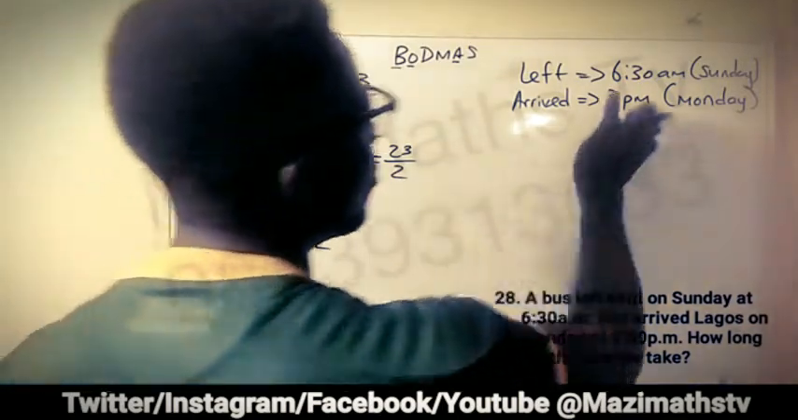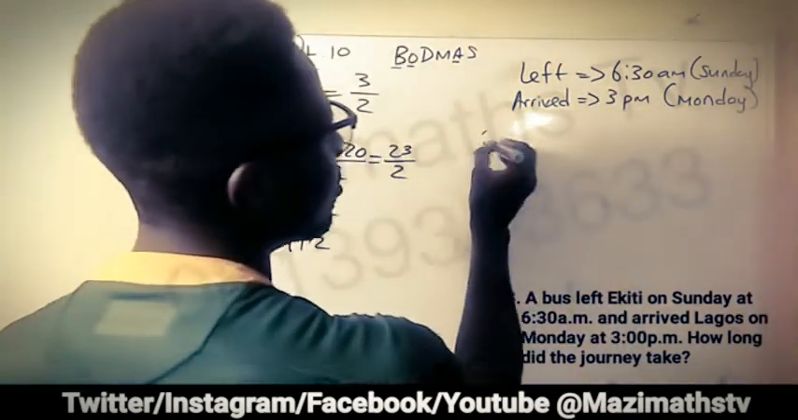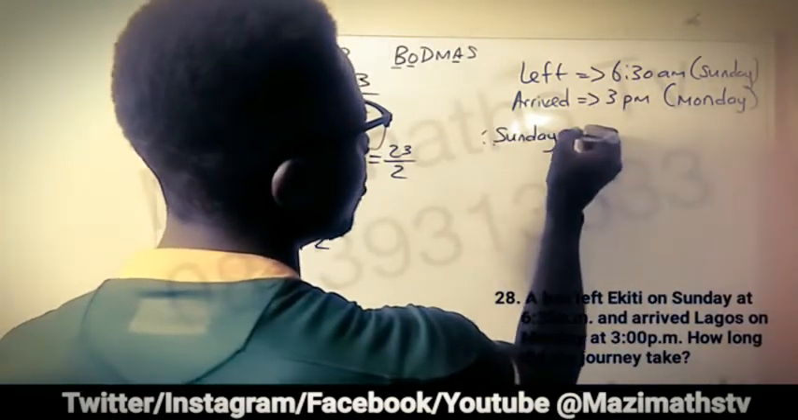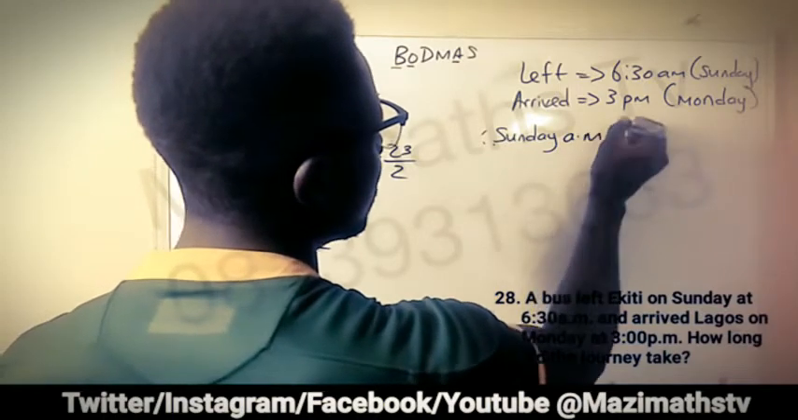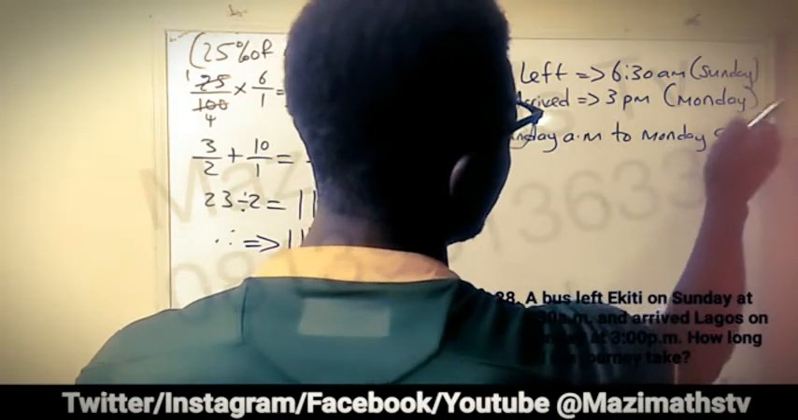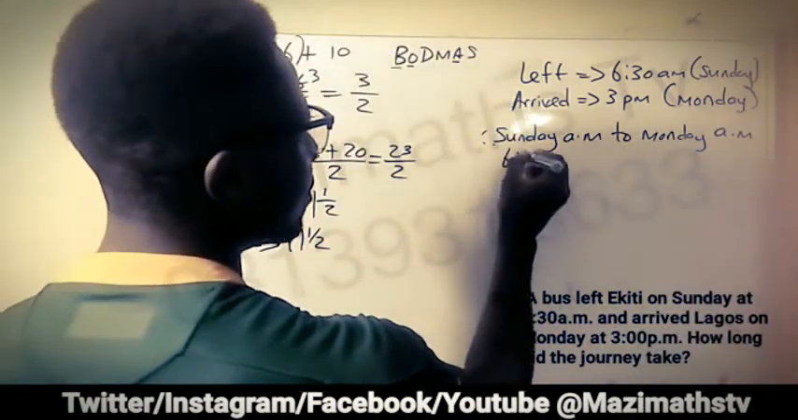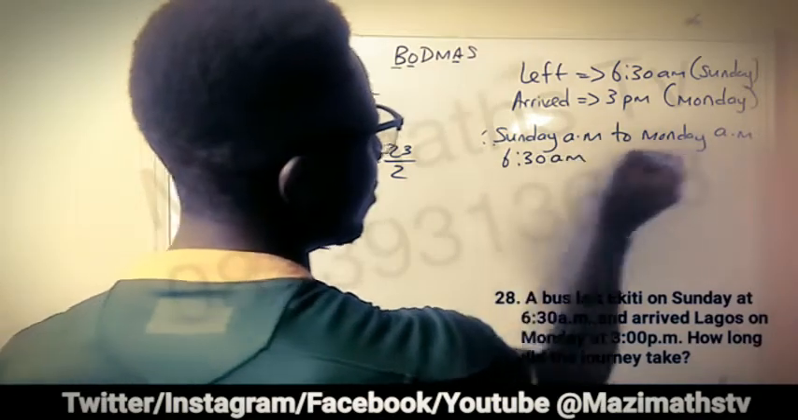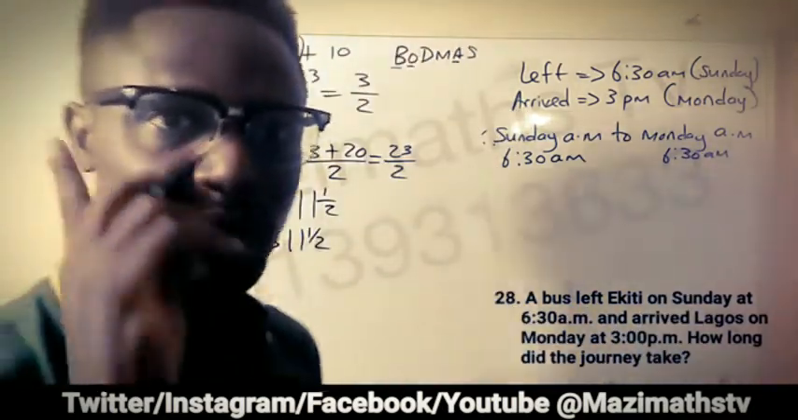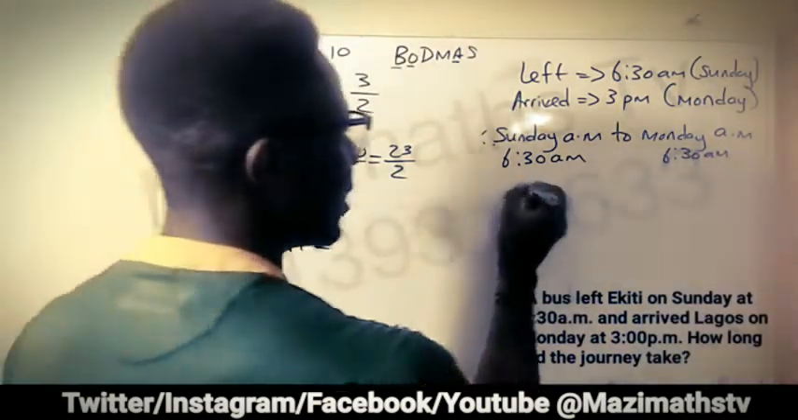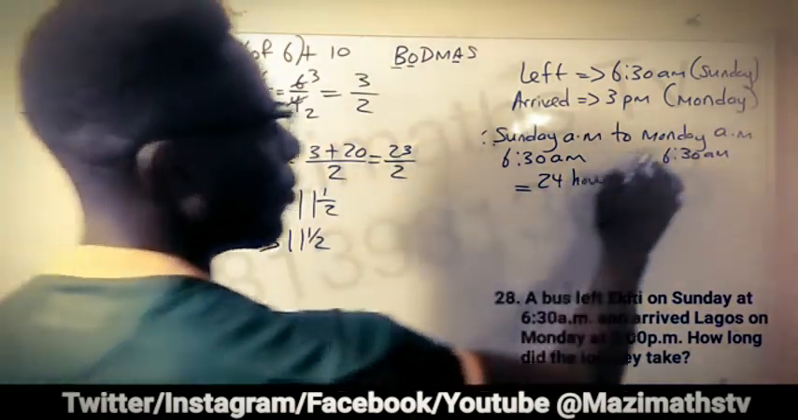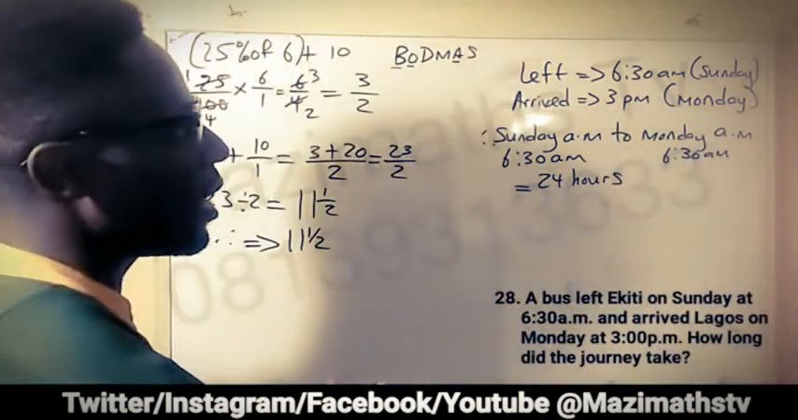Now let's calculate, okay. So you can do it like this. The person left from Sunday morning, that's AM, to Monday morning, that's AM. We use AM to represent morning. That's from 6:30 a.m. here to another 6:30 a.m. on Monday. That's a total of 24 hours. That's a complete day. That gives 24 hours. Okay, now from 6:30 to 3 p.m.